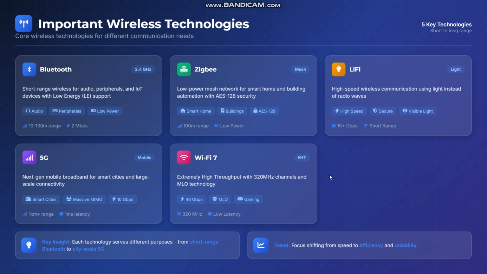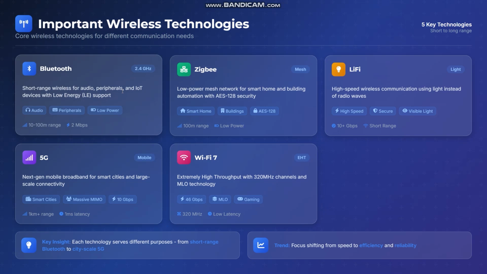Now, let us look at some commonly used wireless technologies. First one is Bluetooth. Bluetooth is mainly used for short range communications, for example, in wireless headphones, speakers, keyboards, medical devices, and many consumer electronics. Those are examples we use in day to day life. It supports both Bluetooth Classic and Bluetooth Low Energy, depending on the application.